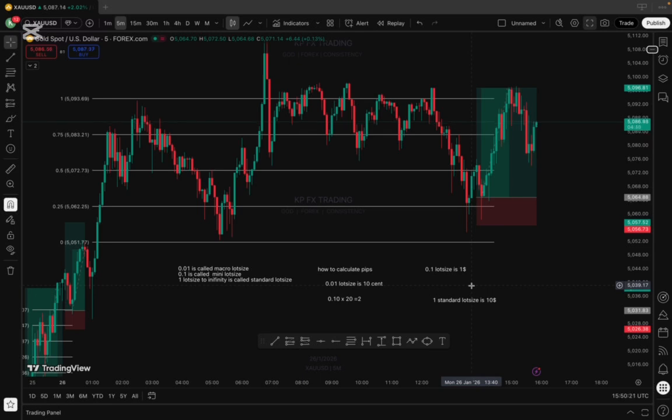But pip does not end at just 1 lot size. There's 1 lot size, 2, 3, 4, 5, 6, 7, 8, 9, and from 9 you get to mini. Let me write that so you load that too. So these are the pips. This is for micro lot size.